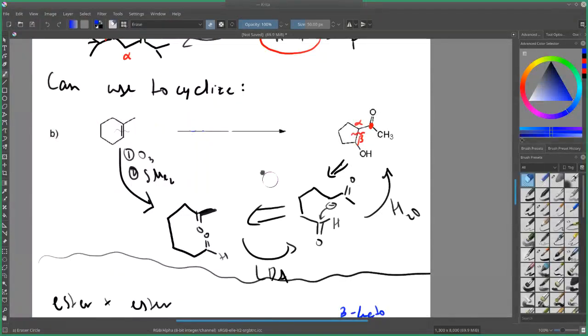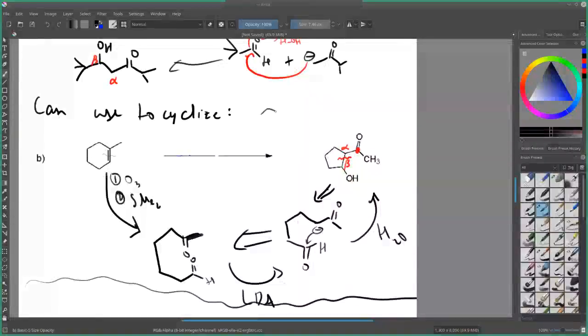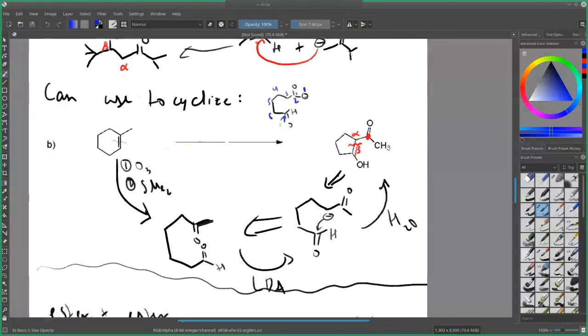So yeah, but if you did that, let's see. Oh, I should have given myself more room. If you did that, then you would wind up getting a one, two, three, four, five, six, seven membered ring. And making seven membered rings is a lot more challenging than making six or five membered rings. Particularly through this method, you generally find that seven membered rings really don't show up.